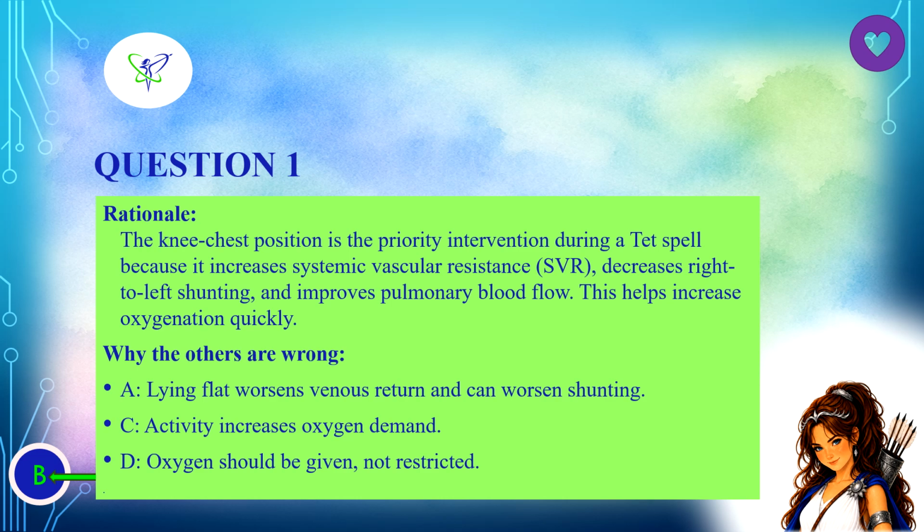The knee chest position is a priority intervention during a TET spell because it increases systemic vascular resistance. It decreases right to left shunting and improves pulmonary blood flow. This helps increase oxygenation quickly. Why are the other choices wrong? A, lying flat worsens venous return and can worsen shunting. C, activity increases oxygen demand. And D, oxygen should be given, not restricted.